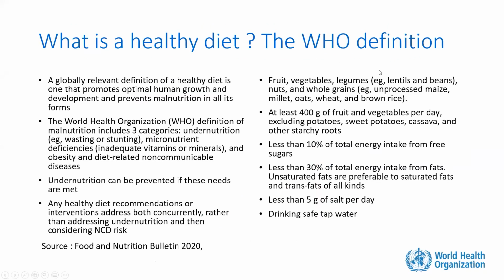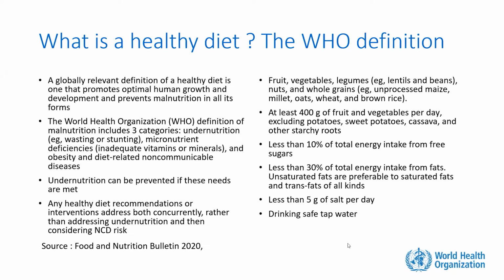WHO has been developing and updating its definition of a healthy diet, which is globally relevant. We need to come up with common elements that might be helpful in all circumstances. And the objective of a healthy diet is really to have optimal human growth and development, but also prevent malnutrition in all its forms. And we need to remember there are multiple forms of malnutrition.